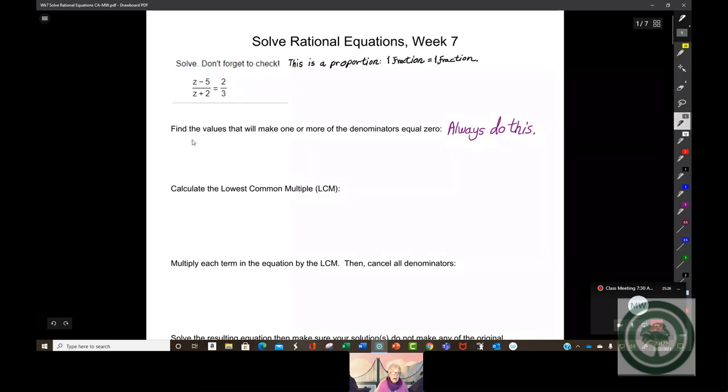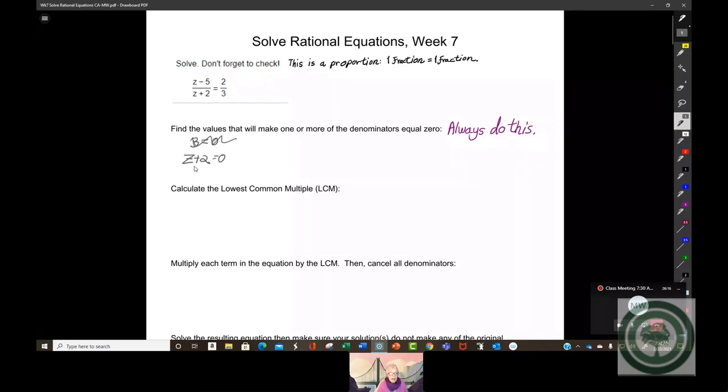I usually list the denominators and set them equal to zero. But wait a minute, 3 cannot equal zero. 3z can equal zero. If this had been a 3z, I could have set it equal to zero and solved for z. But there is no such animal here. There's only a number 3, and number 3 cannot equal number zero. So let's forget about that.